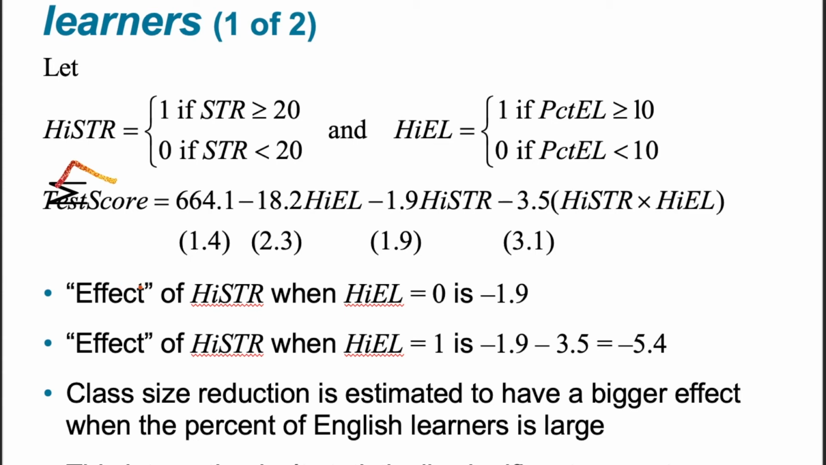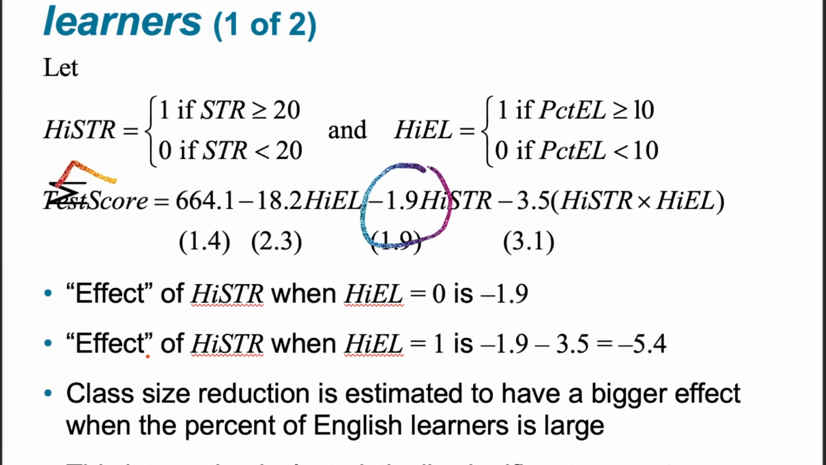The effect of high STR when high EL is 0 is negative 1.9. That comes from here, and if high EL is 0, then the second term and the fourth term drop out. The effect of high STR when high EL is 1 is negative 1.9 minus 3.5, because the fourth term is now in play. High STR is equal to 1, high EL is equal to 1, so we have this fourth term. It's negative 1.9 minus 3.5, which is negative 5.4.